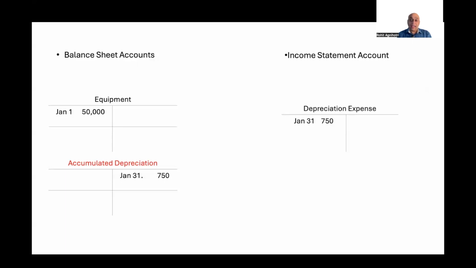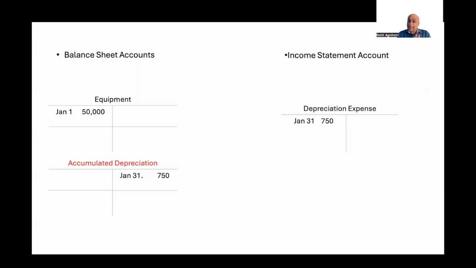This account, even though it behaves the opposite way of the asset, still goes to the asset side of the balance sheet, so the left side of the balance sheet. And why I say it behaves the opposite way is because remember, when you increase the asset account's balance, it is on the debit side.